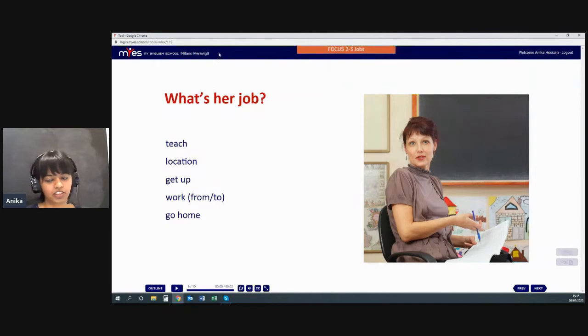Let's talk about more professions. In this photo, you can see someone with a pen and paper. She has some pictures in the background drawn by children. So she is most probably a teacher, most probably a primary school teacher. So what does she do? She teaches kids. So the correct sentence would be she teaches kids.